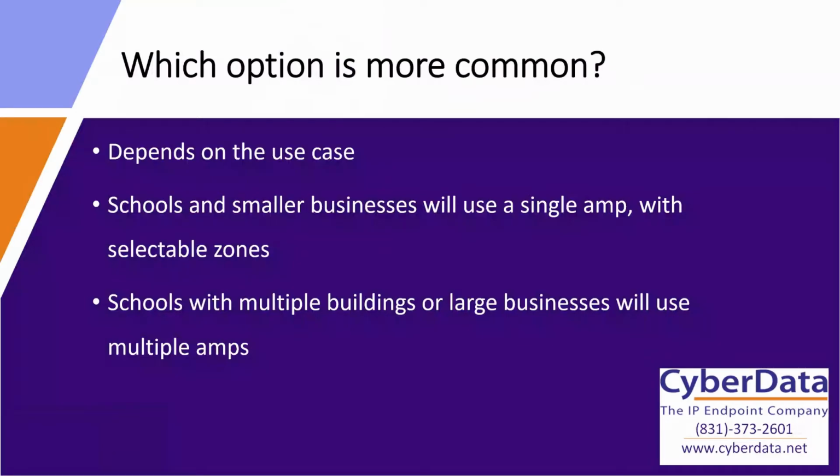That's why we run into that Bogan PCM 2000 that I referenced quite a bit. They're very popular with schools because they can handle a whole bunch of different zones and have really good capability for paging there. And smaller businesses can do the same.